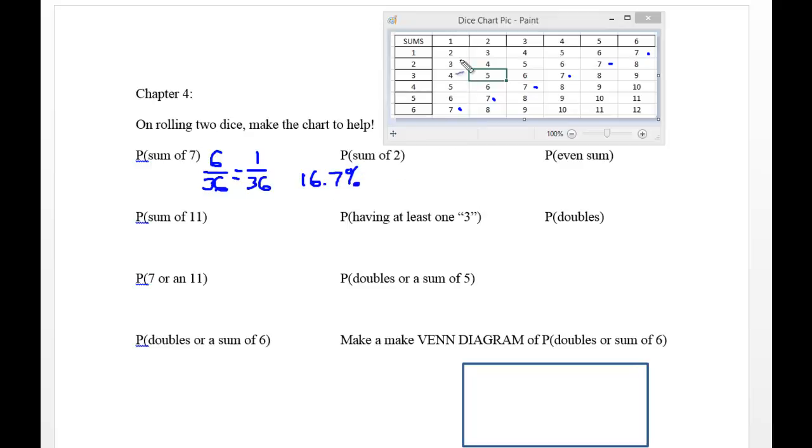The probability of a sum of 2, well, there's only one 2 here on the chart. So that means the odds are 1 out of 36, and that's completely reduced because you can't reduce it any further, or 2.8%.